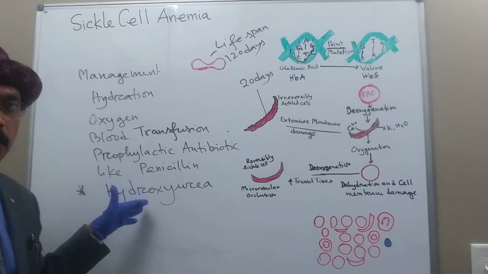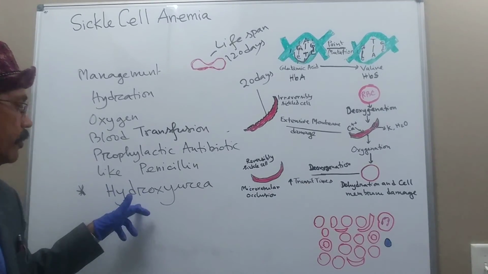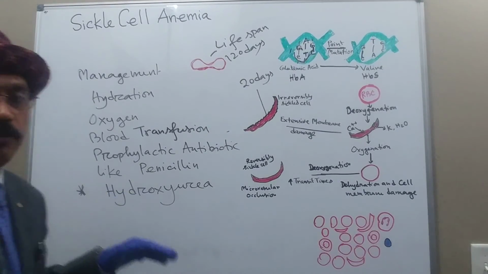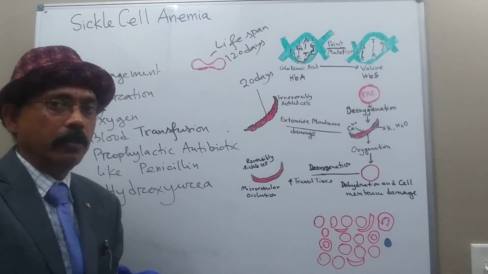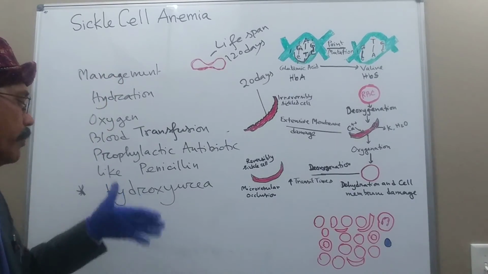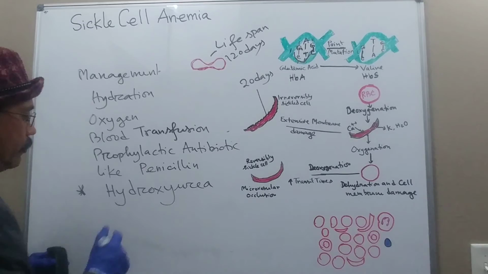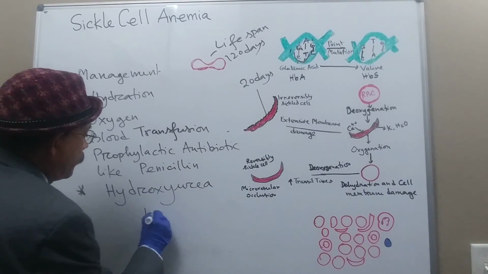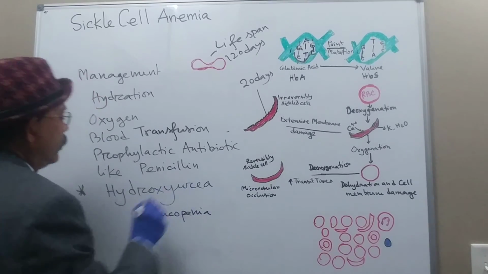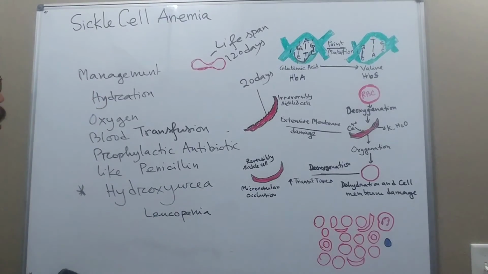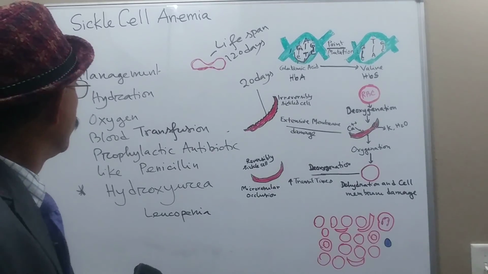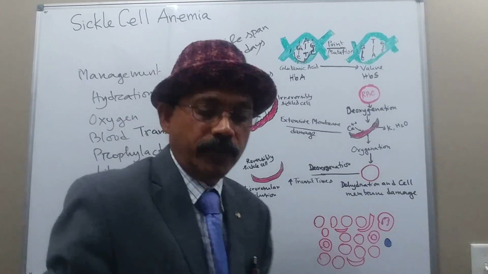So hydroxyurea increases the population of hemoglobin F. It prevents inflammation, and it prevents adhesion of the sickle cell to the endothelium. So it has many benefits, but it may cause leukopenia. That may be an adverse effect of hydroxyurea. Okay, so that's all about sickle cell anemia.